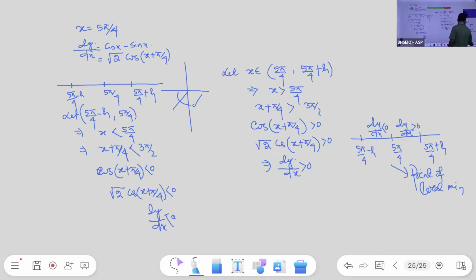Then come to another question. f of x is equal to e raised to the power x square minus x. Find the points of local extremum of the function f of x is equal to e raised to the power x square minus x.